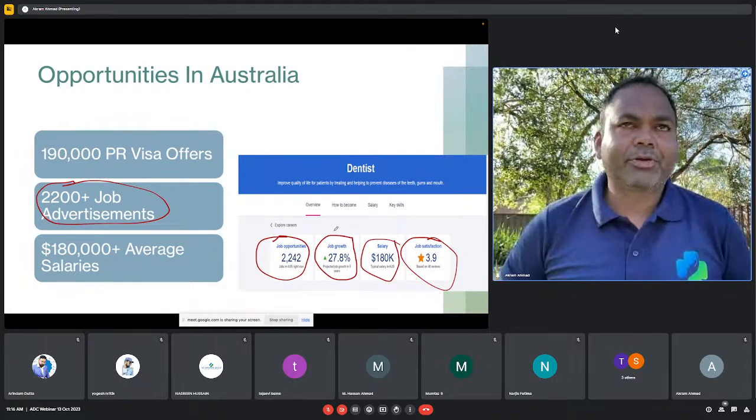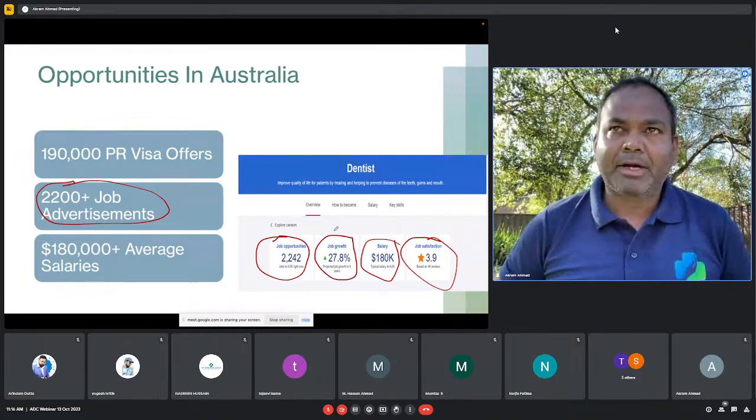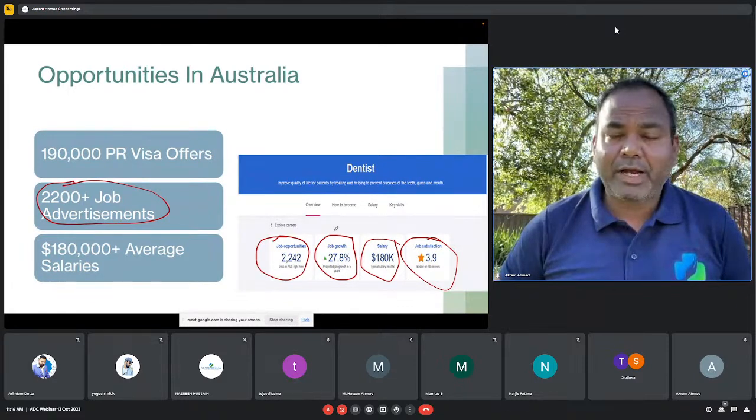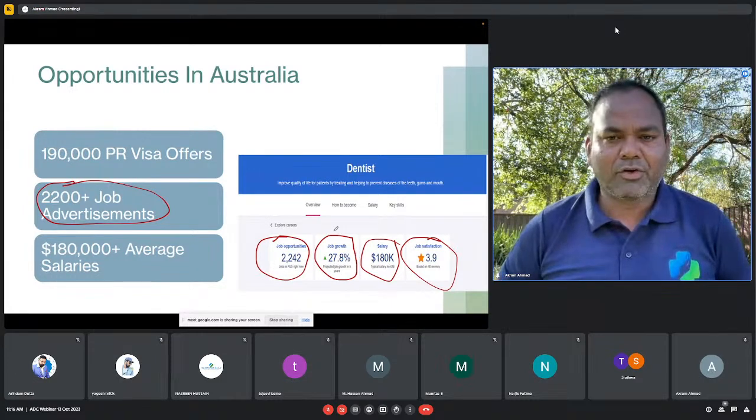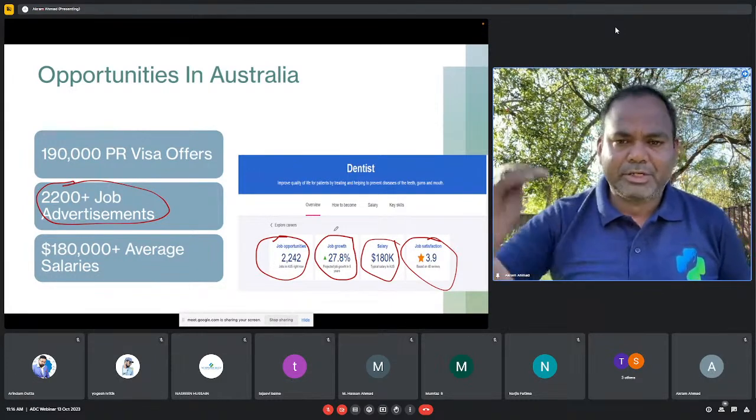If you complete this process, you will get a PR visa, a permanent visa. You can migrate to Australia with your family, with your wife, kids, or husband, all together. You can live and work permanently in Australia if you complete this process.